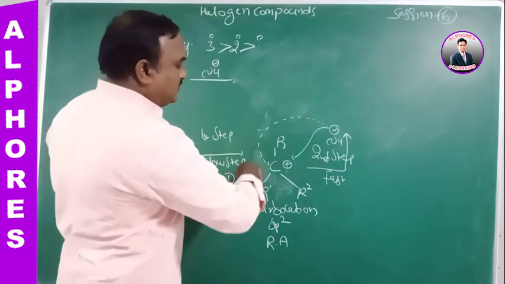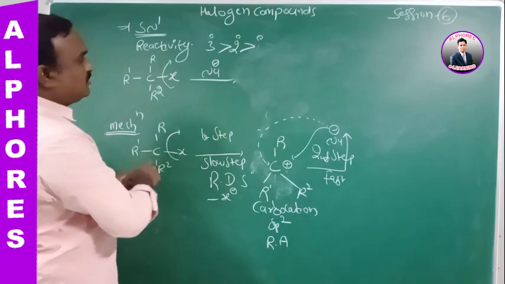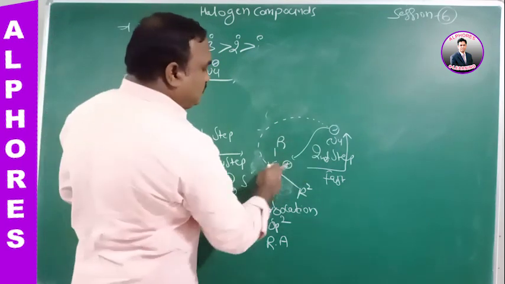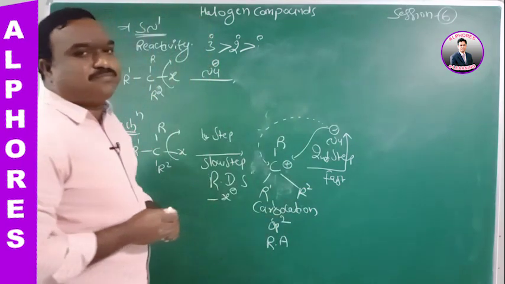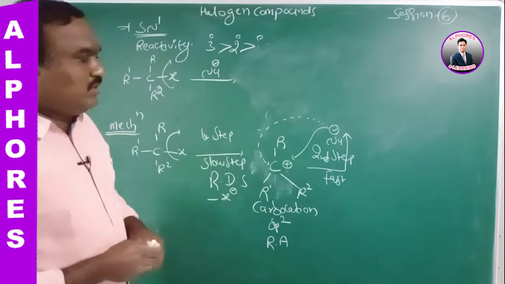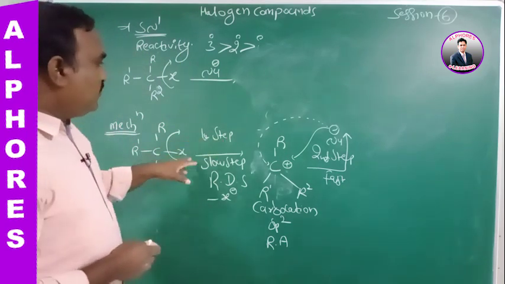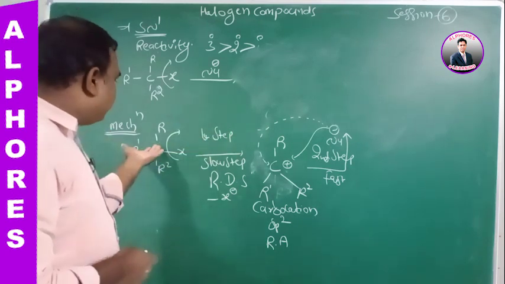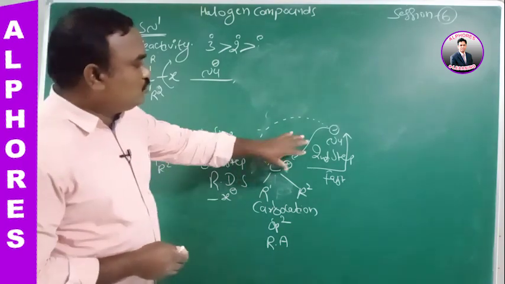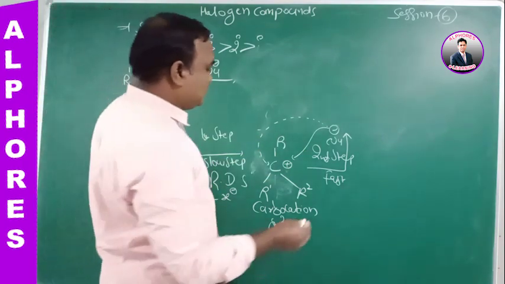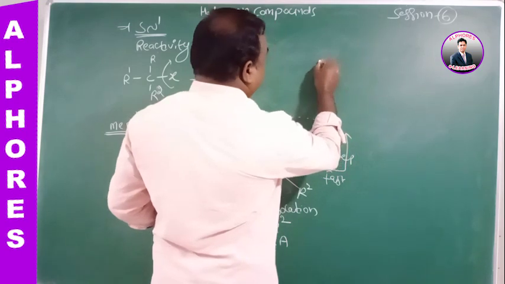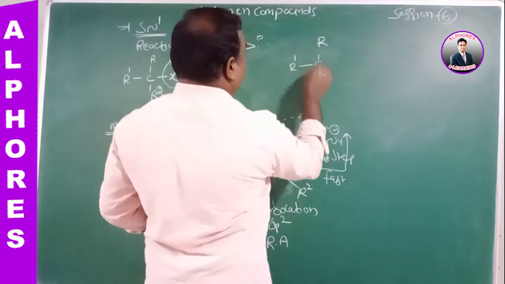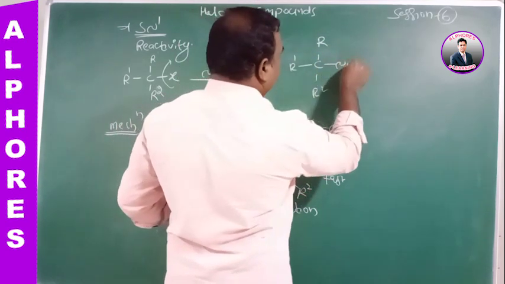Whenever the nucleophile attacks exactly opposite to the leaving group, we get the inversion product. Exactly the same position means we get the retention product here. The incoming nucleophile occupies the position of X means retention, opposite position means inversion here. So two possibilities are there here.